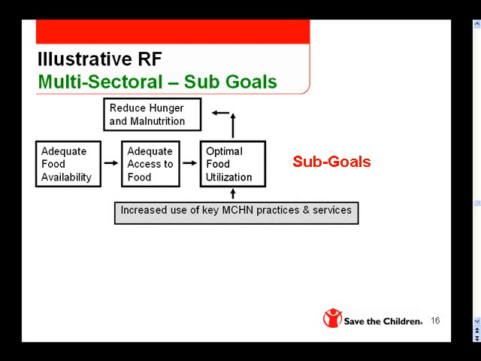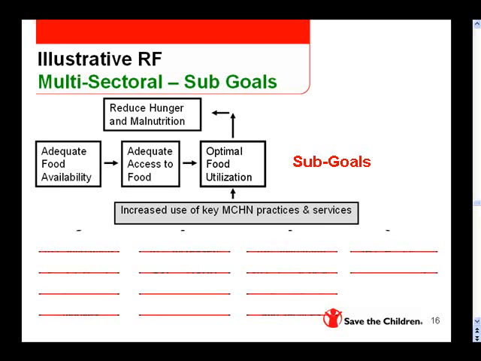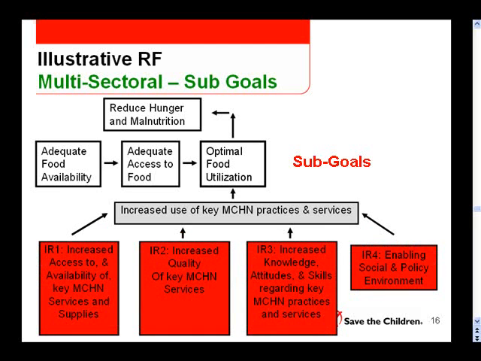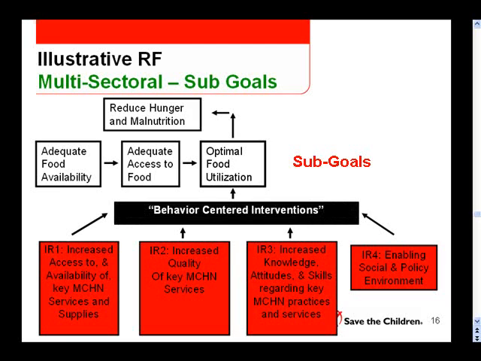nutrition practices and services, for which 4 intermediate results are described in terms of increased access to and availability of those key maternal and child health and nutrition services and supplies. IR2 is defined as increased quality of key maternal, child health and nutrition services, while the IR3 is defined as the increased knowledge, attitudes, and skills regarding key maternal and child health and nutrition practices and services and the enabling social and policy environment, all of them pointing to a behavior-centered intervention that relates to that increased use of those key practices and services.